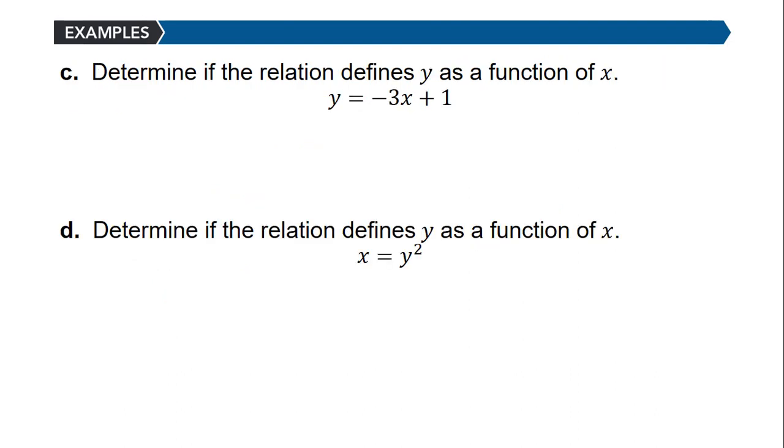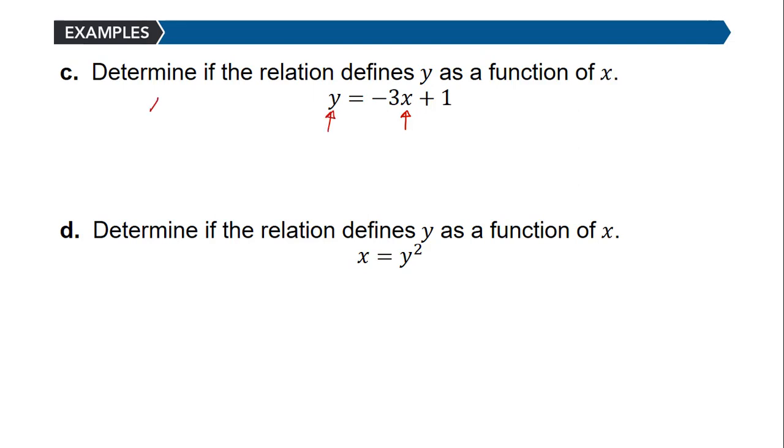Now we are given a relation defined by an algebraic equation, and we want to determine if y is a function of x. We'll talk about the domain and range of these later, but we have the equation y is equal to -3x plus 1. So what we're asking ourselves is, if we input a value for x, how many output values correspond to that?